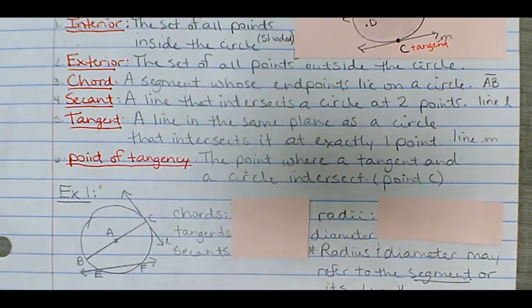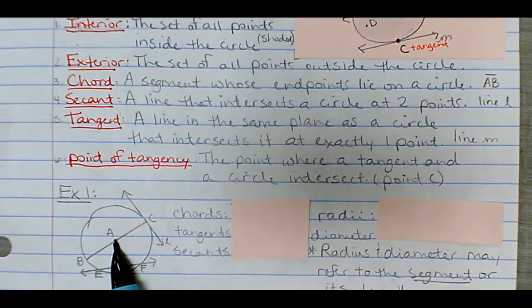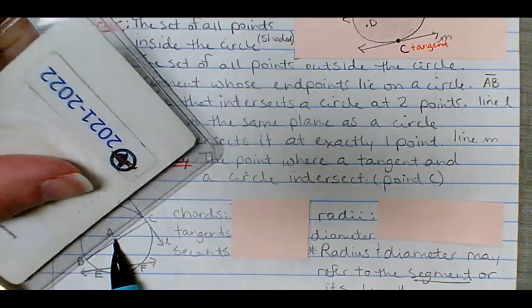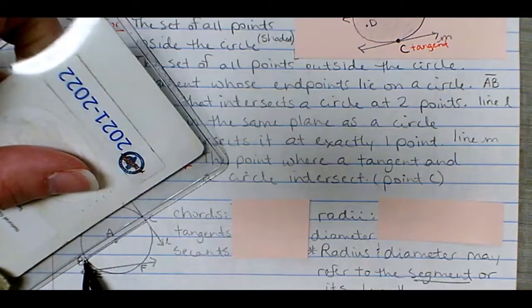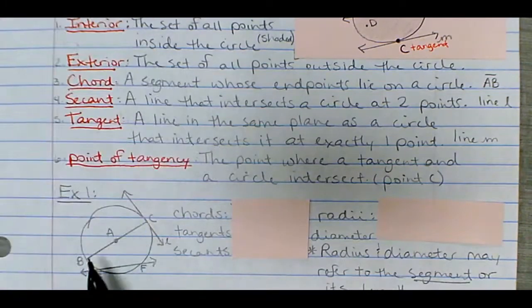So in example 1, what I'd like for you to draw, and I didn't realize I didn't cover this, but I can go ahead and show you how to draw it. So you draw your circle. I want you to draw point A. Point A is the center of the circle. We're going to call this circle A. Through point A, I want you to use your straight edge and draw a secant from B to C. Go ahead and label it point B, point C.